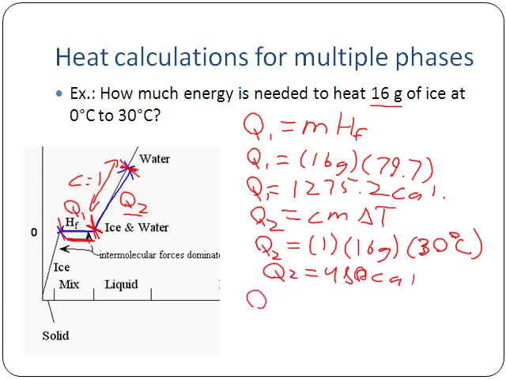Now to find our final Q, we know that Q is equal to Q1 plus Q2, like that. And so from here, we'll say our final Q is going to be equal to Q1, which we found to be 1275.2, plus our Q2, which is 480. And when we do that, we add those up, 1275 plus 480, we get 1755.2.